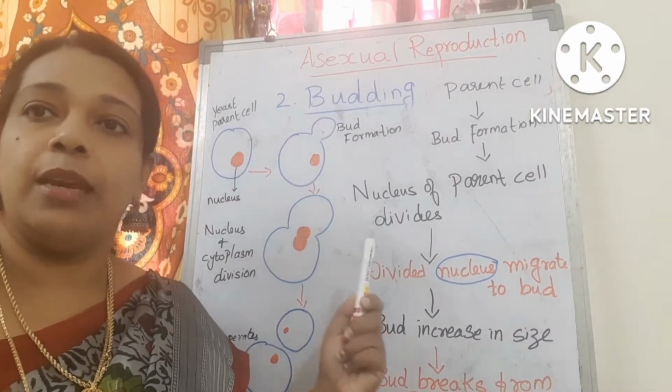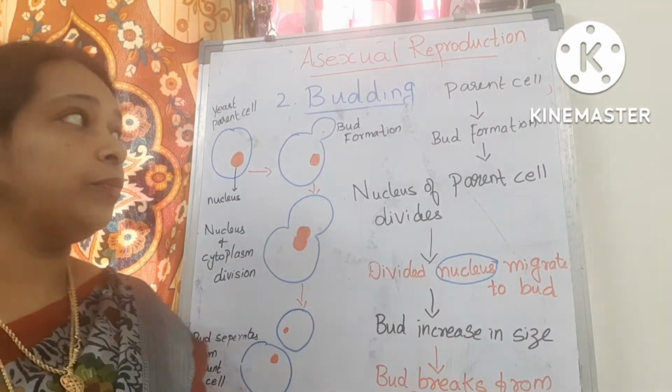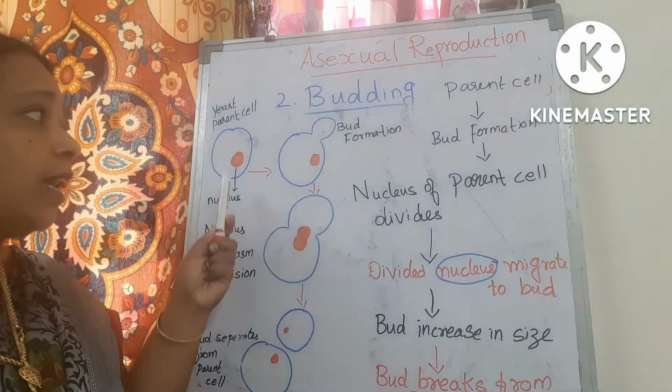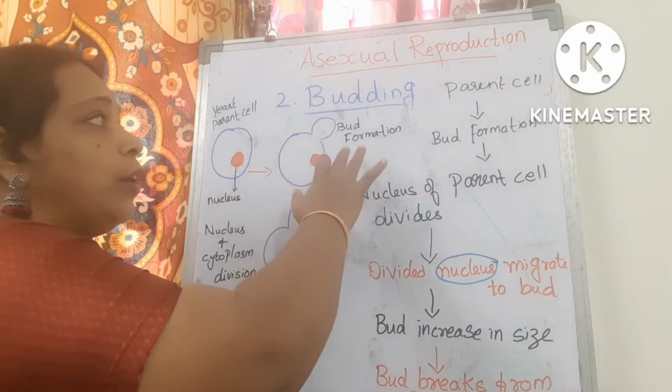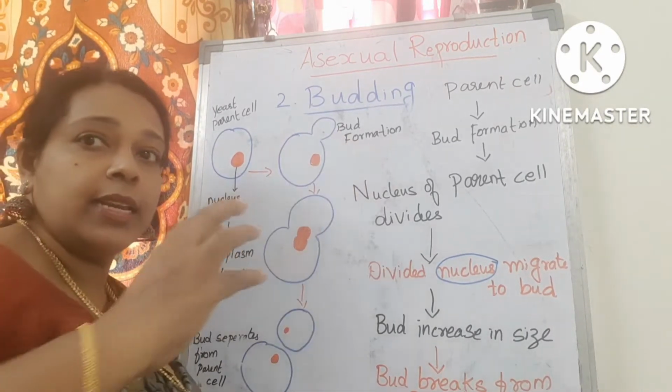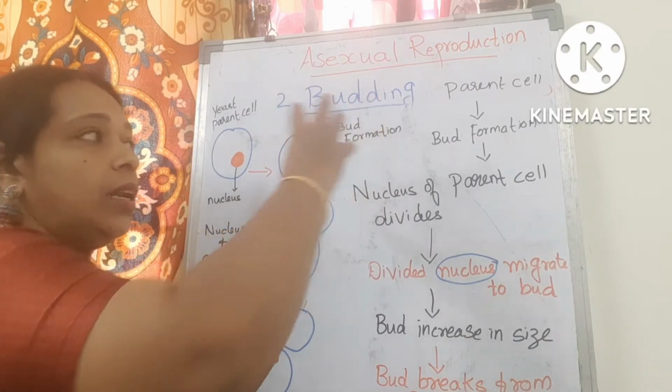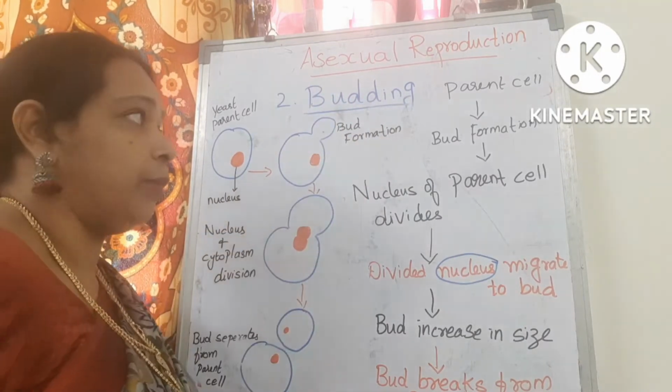Now we shall see budding with the help of a diagram. This is a mature parent cell. This is a yeast cell. Now this yeast cell undergoes bud formation. That is, a bulb-like projection occurs in the parent cell, and that is called budding.